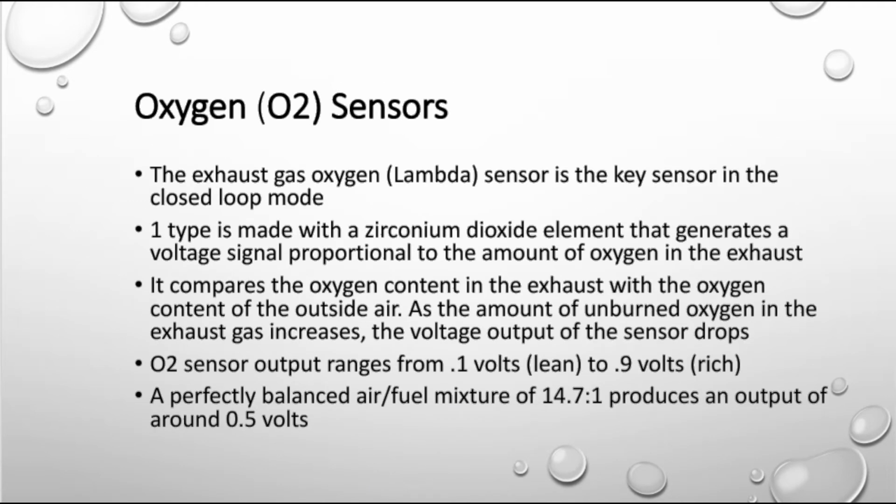Oxygen sensors, or O2 sensors. The exhaust gas oxygen sensor, or lambda sensor on some vehicles, is the key sensor in the closed-loop mode. One type is made with a zirconium dioxide element that generates a voltage signal proportional to the amount of oxygen in the exhaust. It compares the oxygen content in the exhaust with the oxygen content of the outside air. As the amount of unburned oxygen in the exhaust increases, the voltage output of the sensor drops. O2 sensor output ranges from 0.1 volts, lean, to 0.9 volts, rich. A perfectly balanced air-fuel mixture of 14.7 to 1 produces an output of around 0.5 volts.